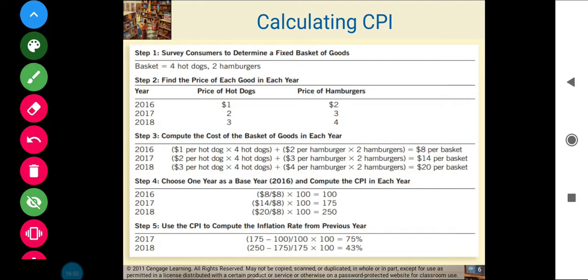This is the example for calculating CPI. As we can see, the consumer has a fixed basket of goods, and the composition of the basket is 4 hot dogs and 2 hamburgers. And the second step, the consumer finds the price of each good. So here is the price of every good.